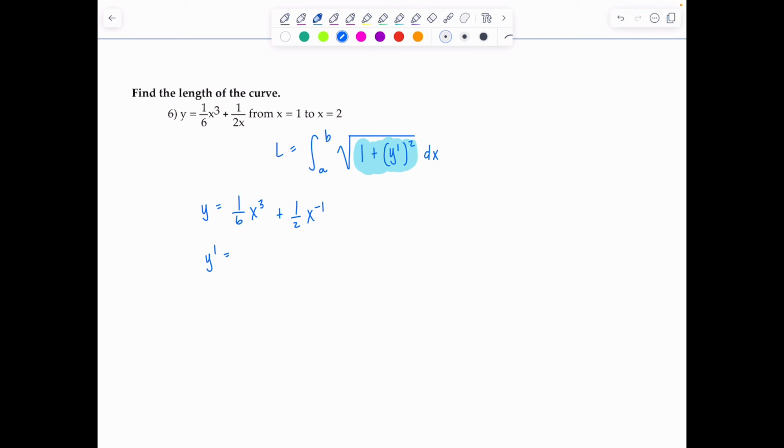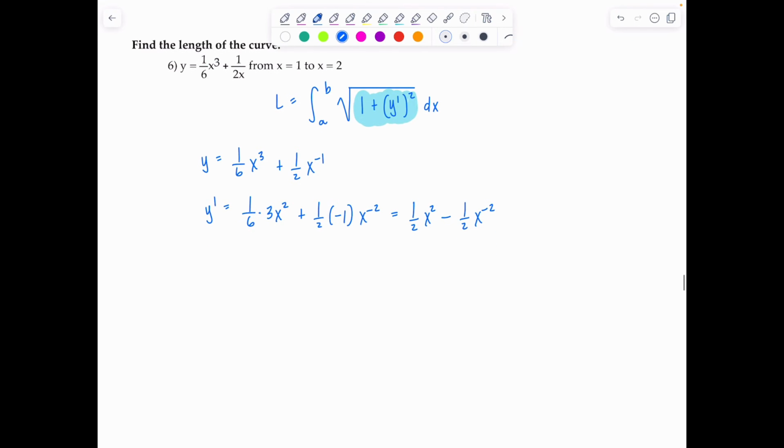Y prime is going to be 1/6 times 3x squared plus 1/2 times -1 times x to the negative second. I really went slowly here, hoping I don't lose anybody. So this is 1/2 x squared minus 1/2 x to the negative second. Good? Okay, now we're going to square the first derivative, the whole quantity, all of this.